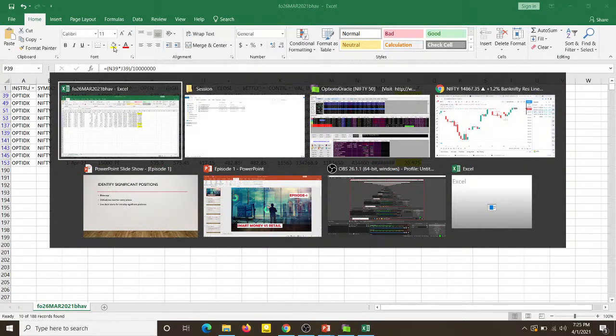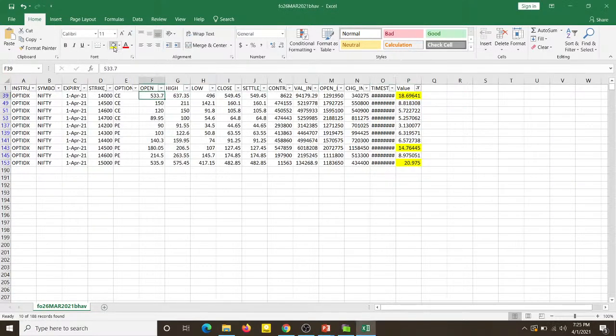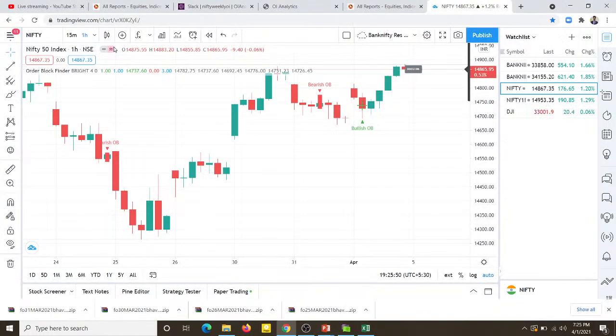Fine. So before that, let's add 14,000 strike. Okay, so we'll just mark the strikes to be sure. 14,000 P, sorry, 14,000 C, 14,500 P, and 15,000 P. This is what we are going to add. So first, let's go and check for the data for 14,000 call.